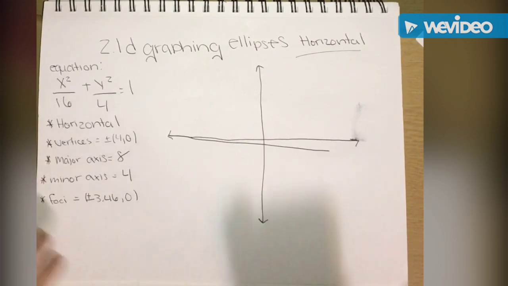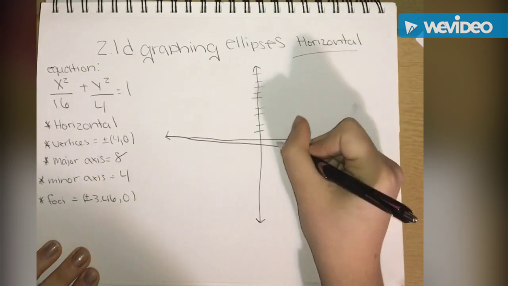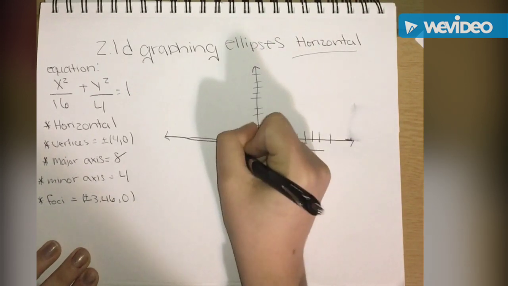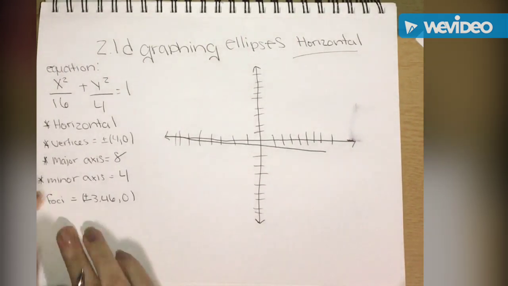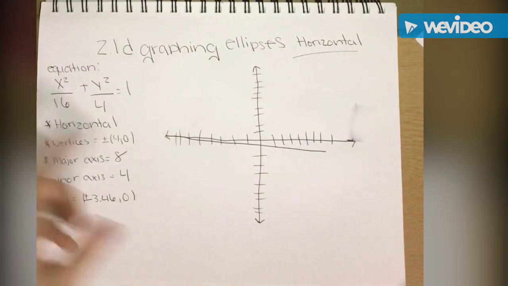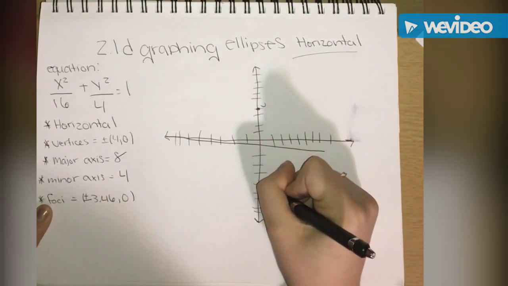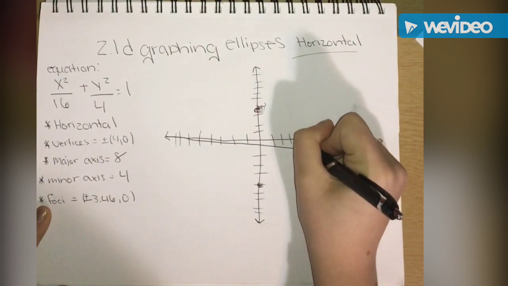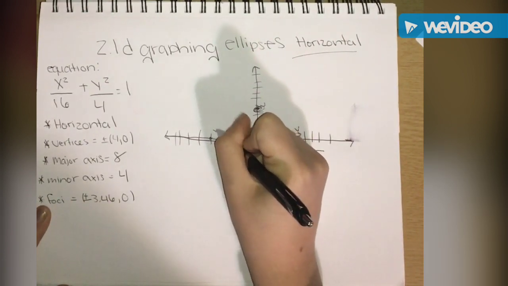First, you can do your vertices, which is plus or minus 4, 0. You can go out about 8 because your major axis is going to be 8. You're going to do your 4 plus or minus. Don't mind this, I meant to do it on the x-axis and accidentally did it on the y-axis. So we'll just start that all over. About 4 to the right and then 4 to the left, labeling them both V for vertices.